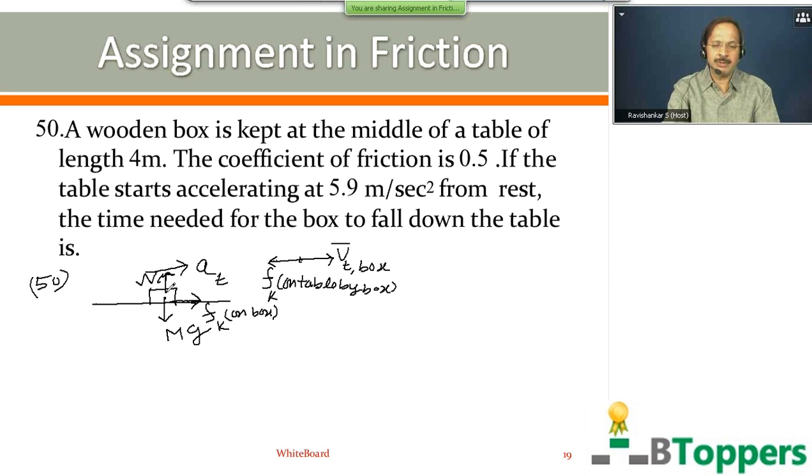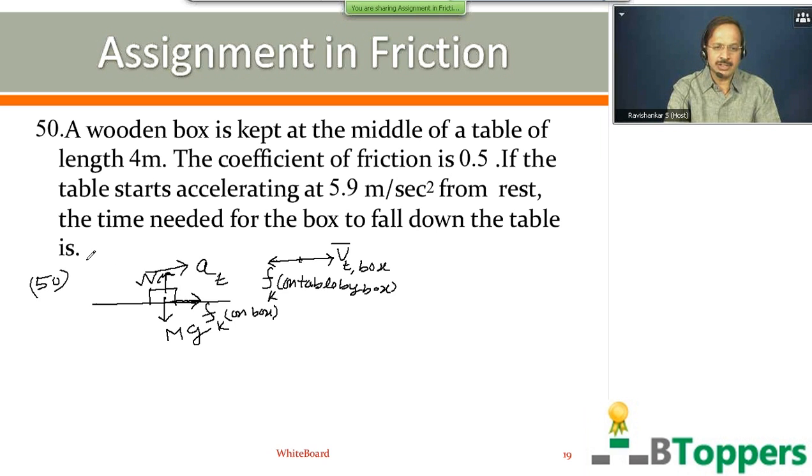But when you are drawing the free body diagram for the box, in the free body diagram for the box, we must show only the forces acting on the box. So these are the three real forces which act on the box even with respect to the laboratory frame of reference.